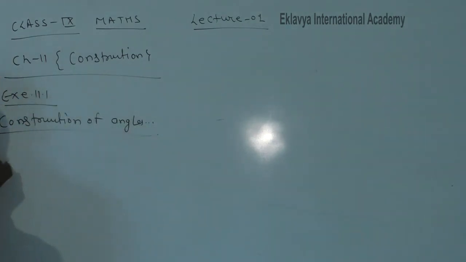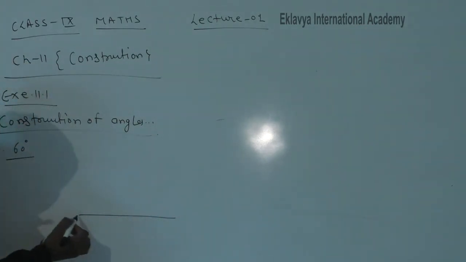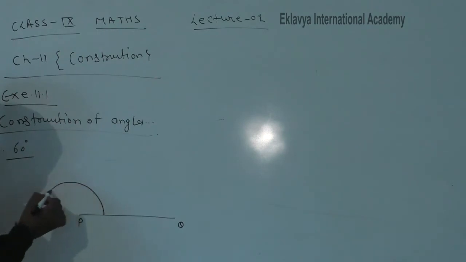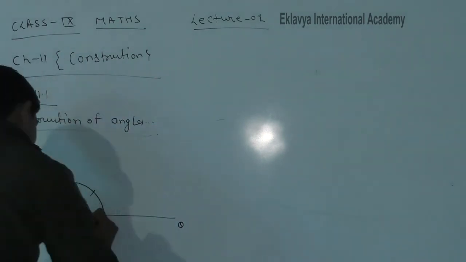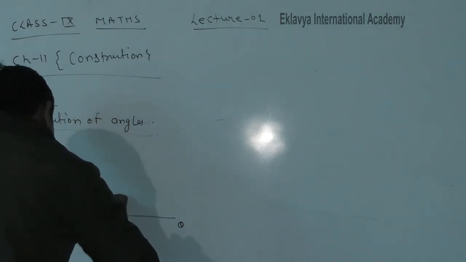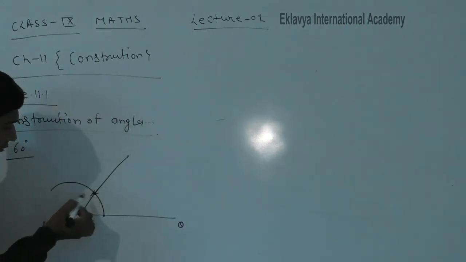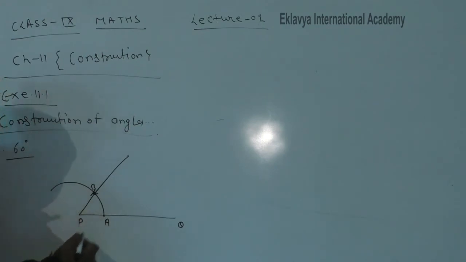In construction of angle, first is 60 degrees. So how we will draw angle 60 degrees? First of all, that is the initial ray PQ. Open your compass to any radius and make an arc. From that point, cut an arc. Join that arc point, point A, to point B. So that represents the 60 degrees.